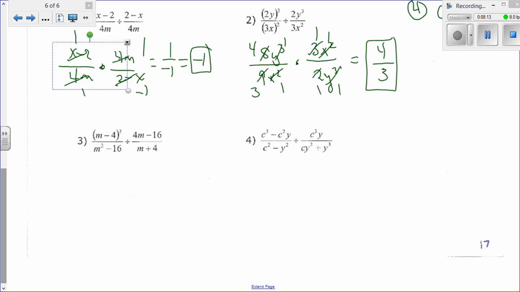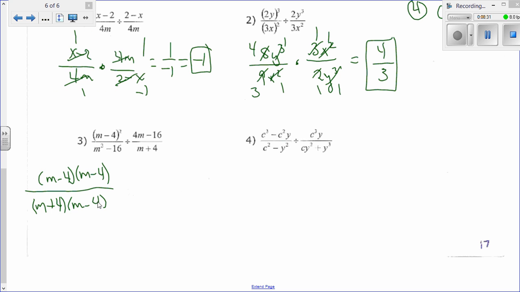For number 3, write it twice. So I have (m minus 4) times (m minus 4) over m squared minus 16, which is (m plus 4) and (m minus 4). Change my division to multiplication. Flip my fraction, so I have m plus 4 over 4 times (m minus 4) because that's a GCF.